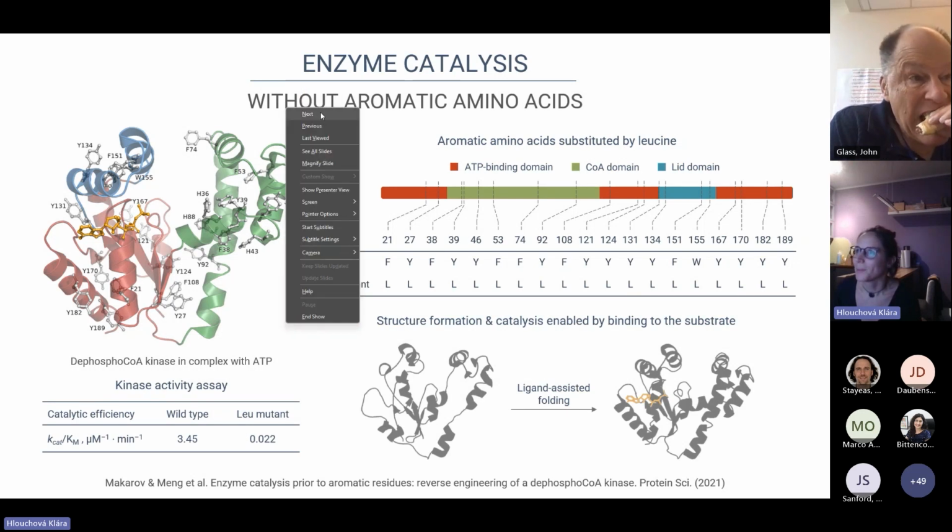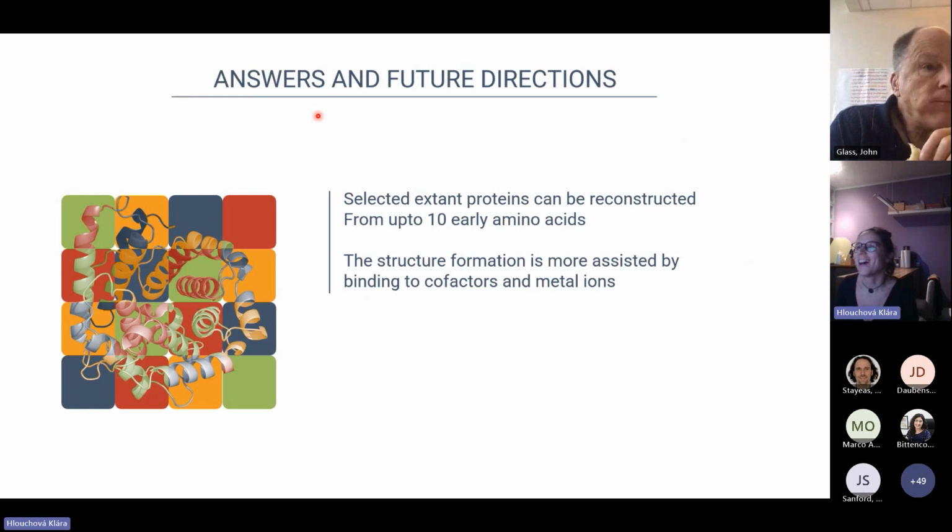So where are we going with this? We did a few more studies, and taking all of this together, we think that yes, proteins can totally do with less than 20. Even the 10 early amino acids are sufficient, at least in some examples. Of course, it is a much harder job.